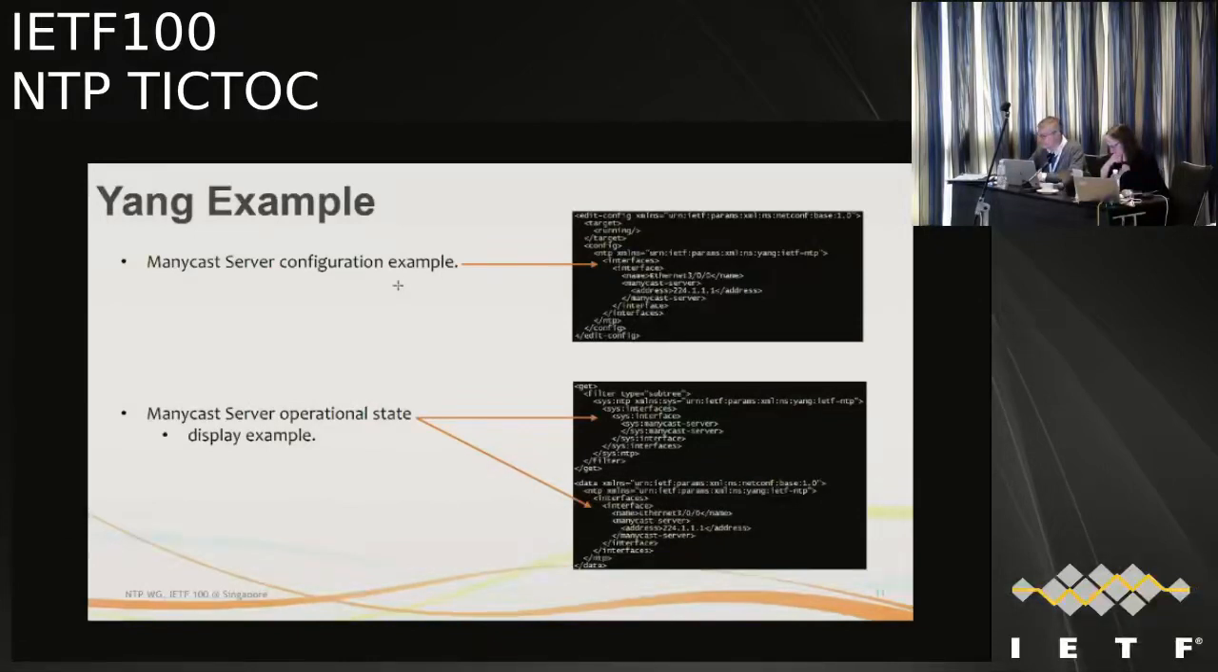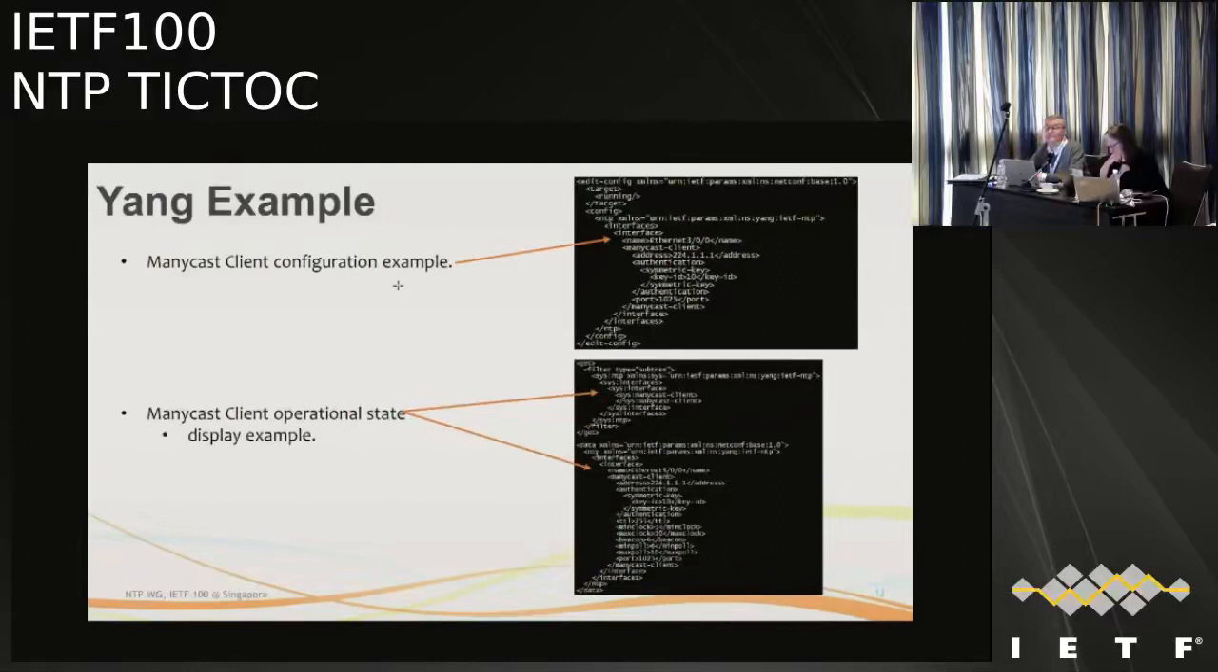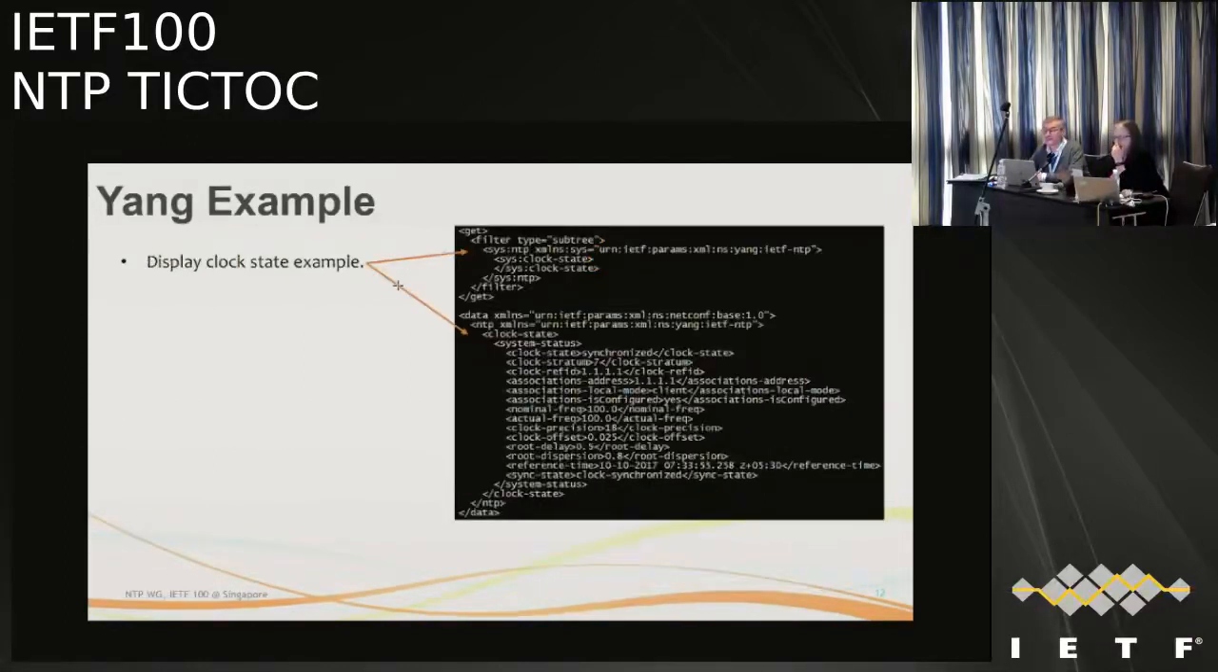In Manycast, when the user does the get operation, he can see all this information, the same information he has configured. Can you please go to the next slide? Yeah. So in the Manycast client, this is the client-related configuration where the user is configuring the address as 224.1.1.1 with authentication key ID 10, and during the get operation, the user can see all the data. Please go to the next slide.